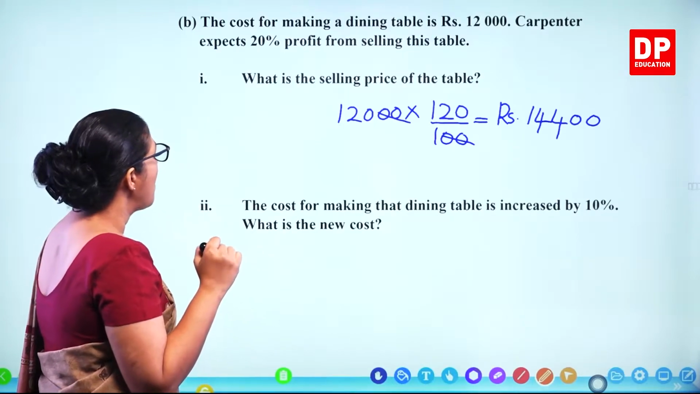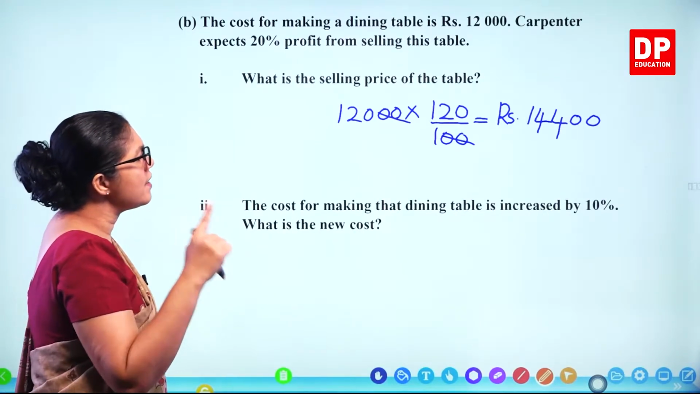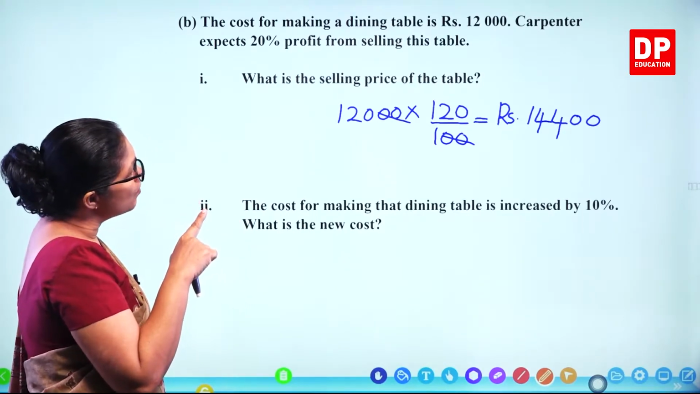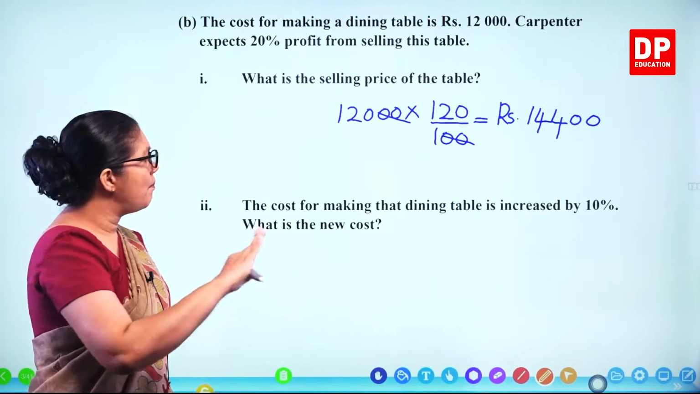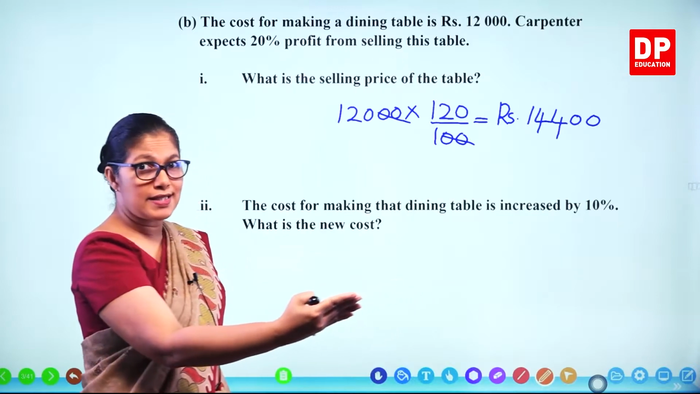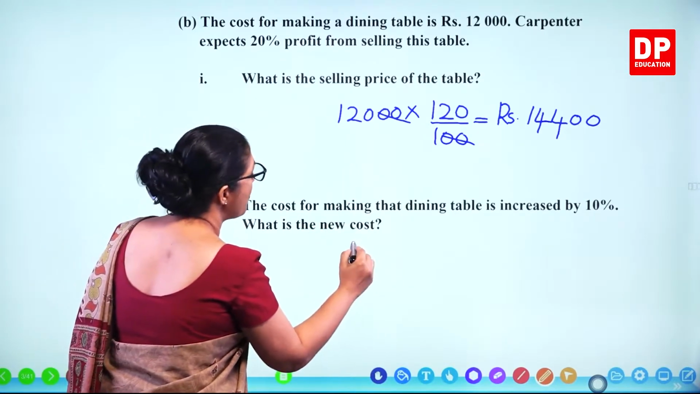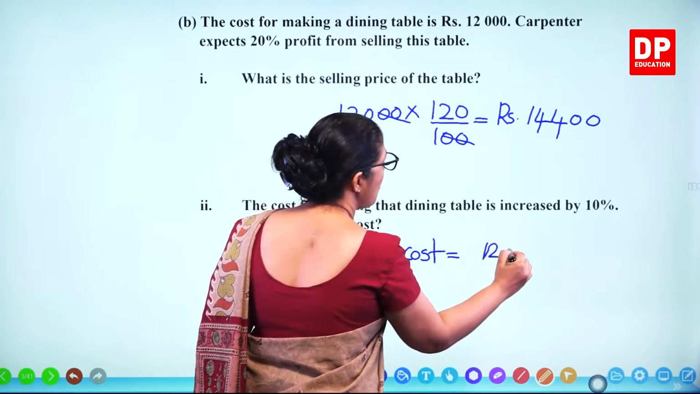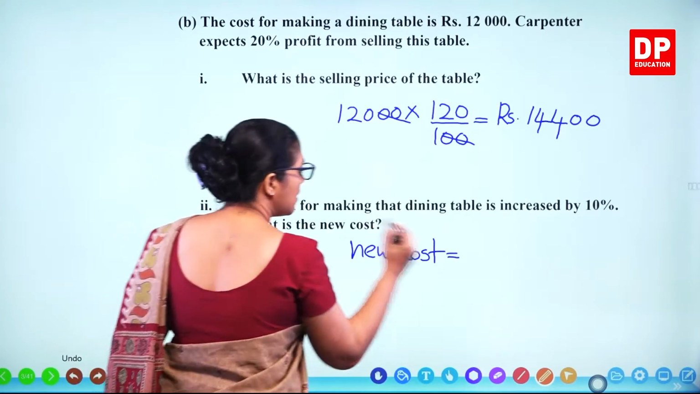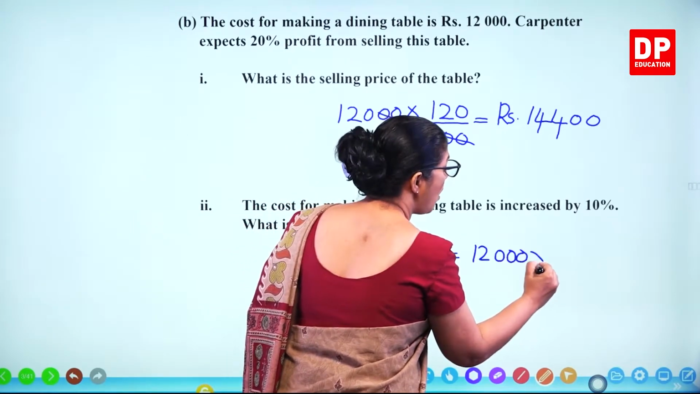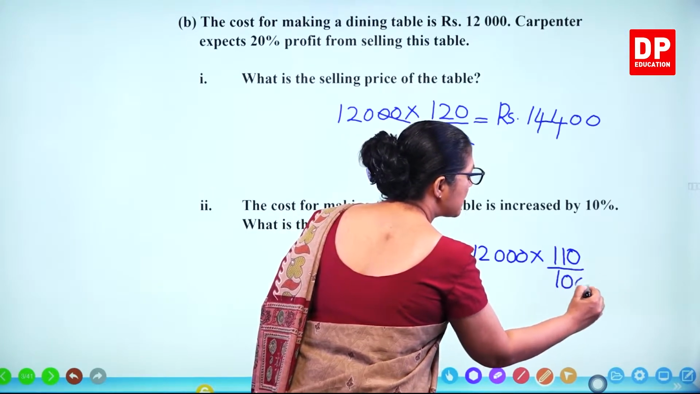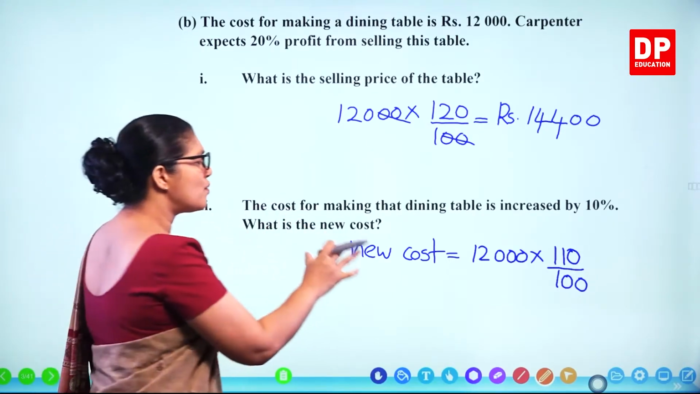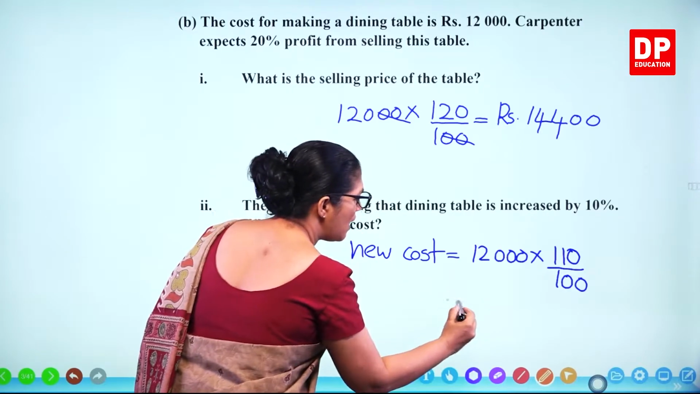14,400 rupees. The cost for making that dining table is increased by 10%. What is the new cost? So what's the cost there? 12,000. So again, 100 becomes 110, increased by 10. So what is the new cost? The new cost becomes 12,000 increased by 10%. 12,000 times 110 over 100. You can do it separately. You can first find the increased amount and then add it to the original one. But this way is the easiest. You can straight away find out the value.